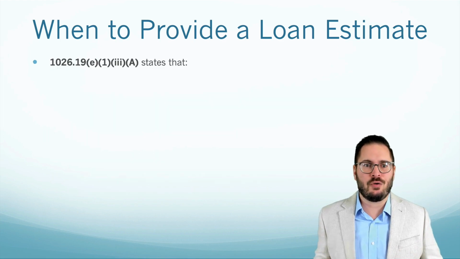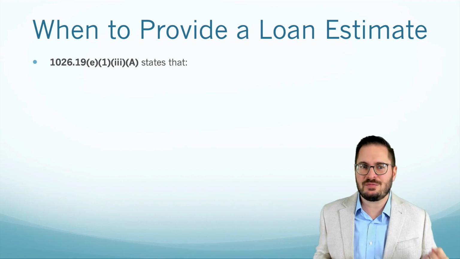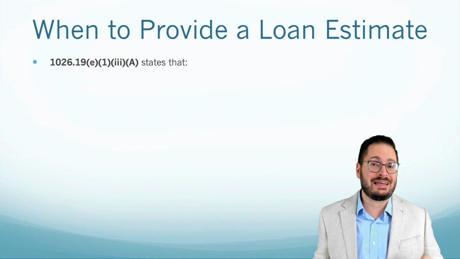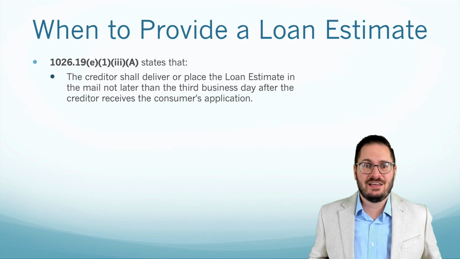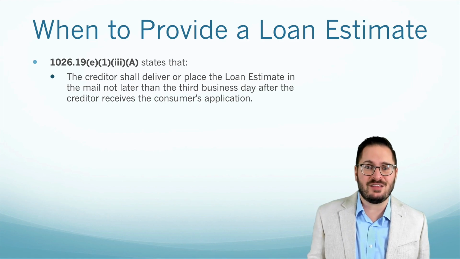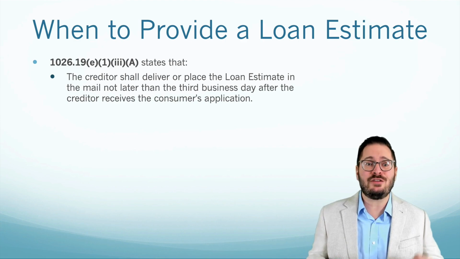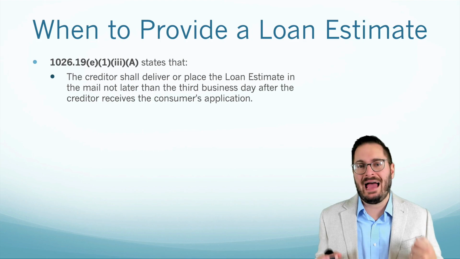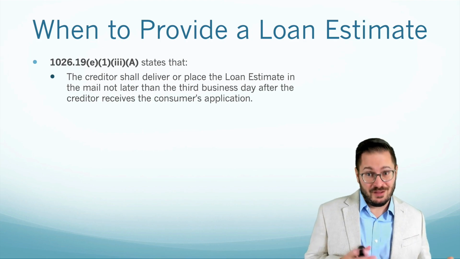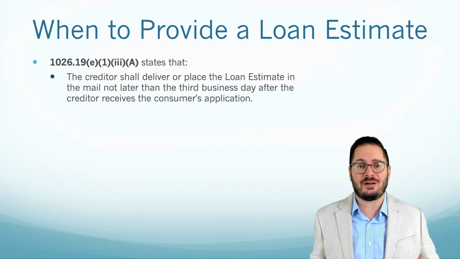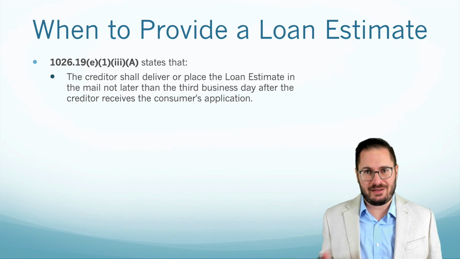So let's take a look at the rule first. The citation for Regulation Z that we're going to look at is 1026.19(e)(1)(iii)(A). And that section of Regulation Z states this. It says, the creditor shall deliver or place the loan estimate in the mail not later than the third business day after the creditor receives the consumer's application. So we're required to place the loan estimate in the mail or deliver it to the consumer not later than the third business day after we receive the consumer's application.